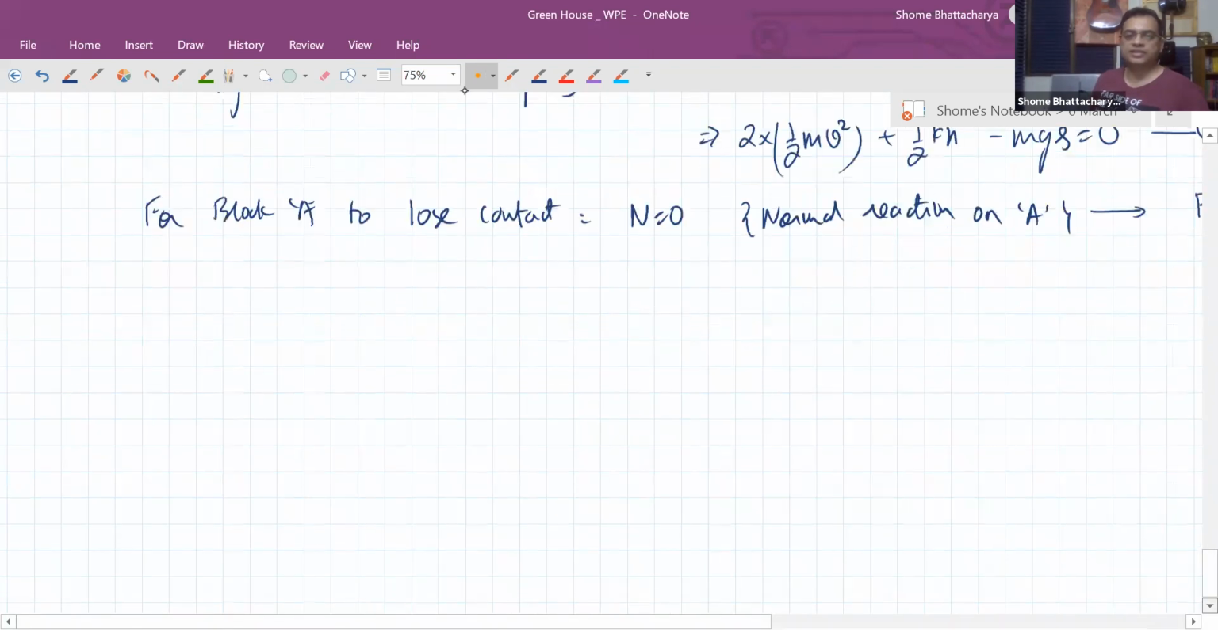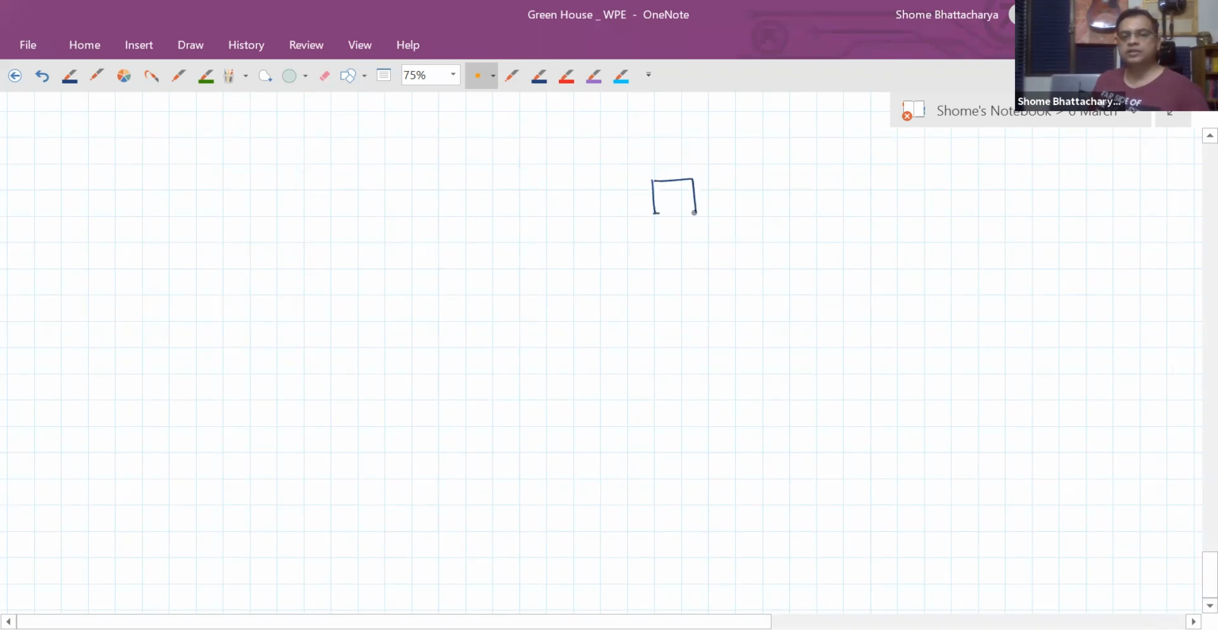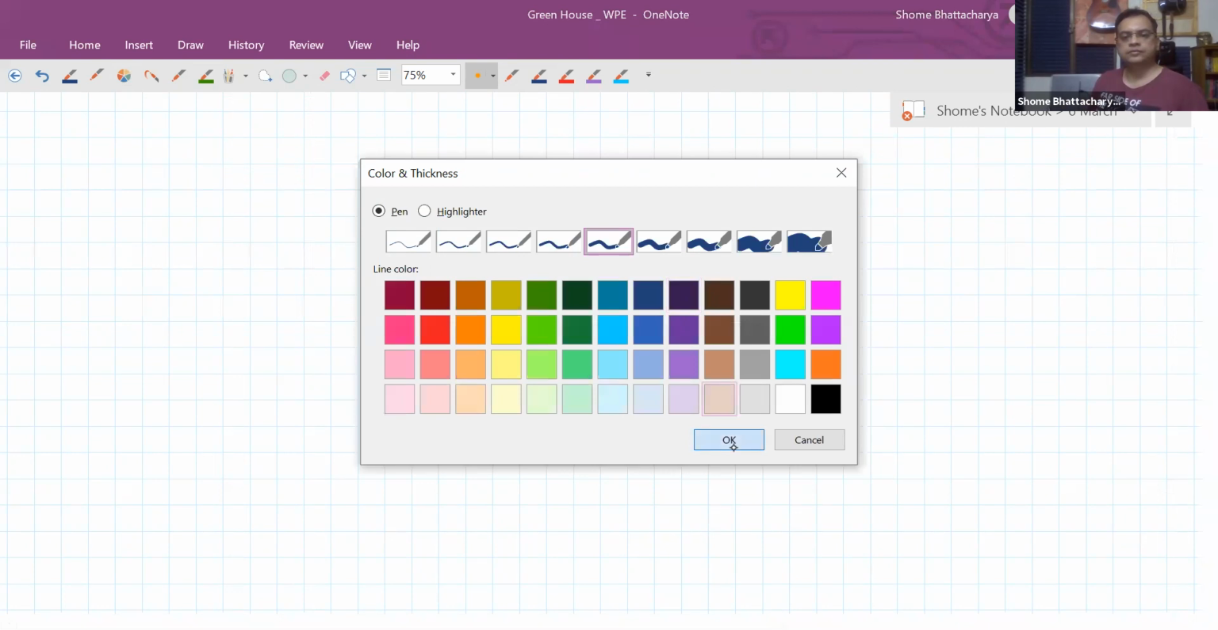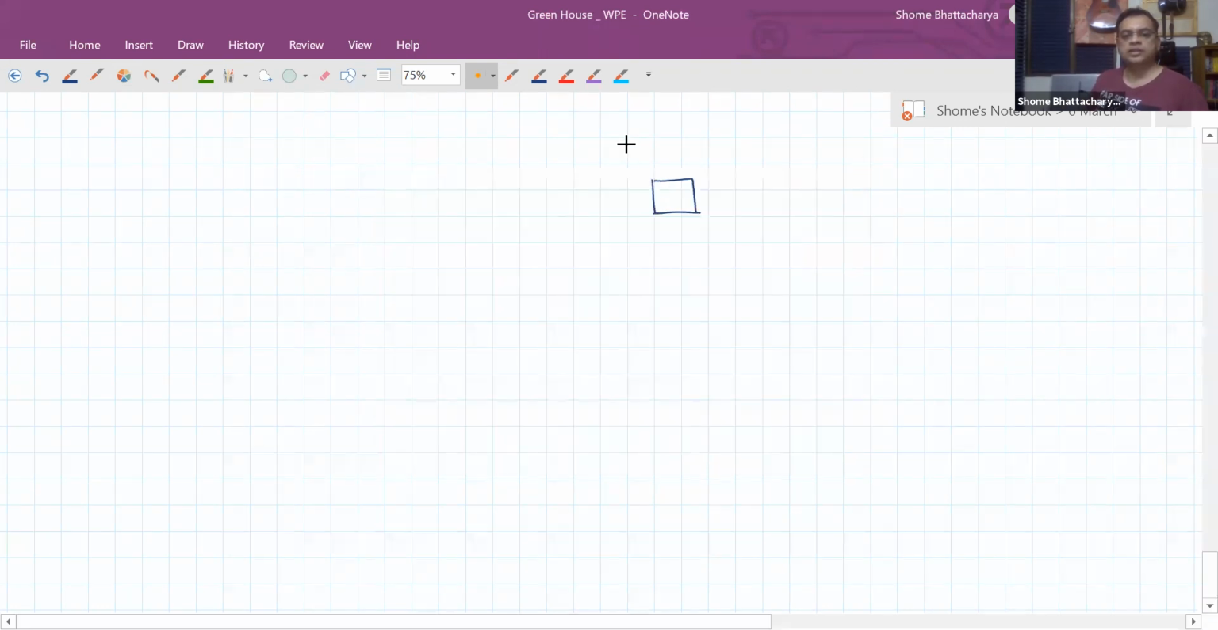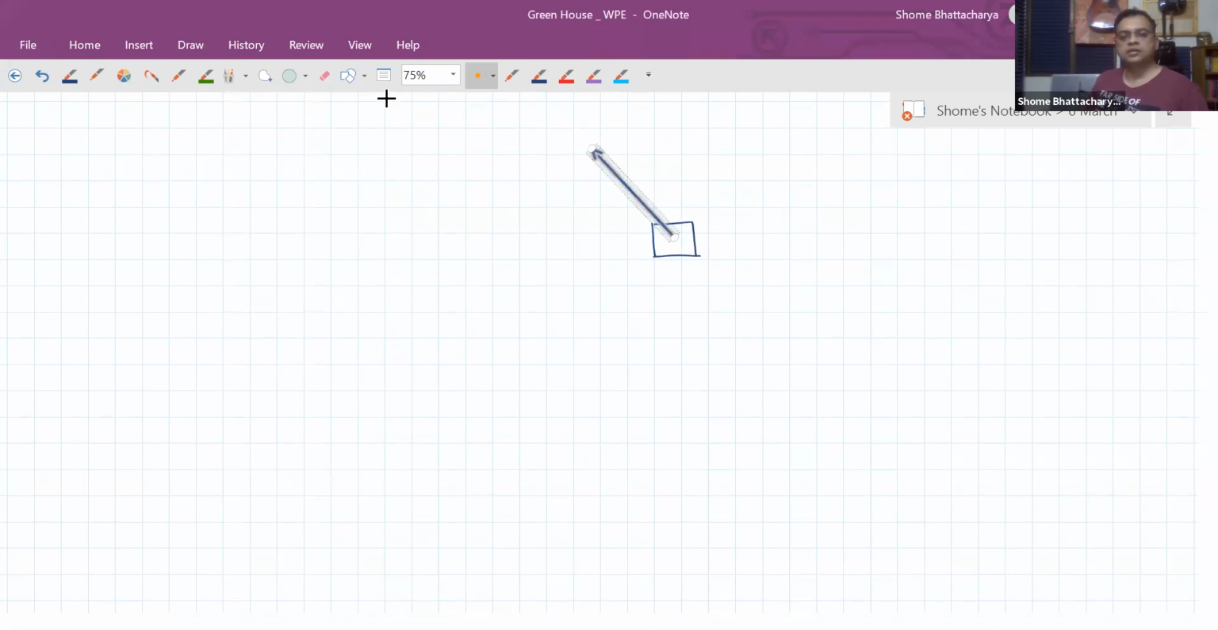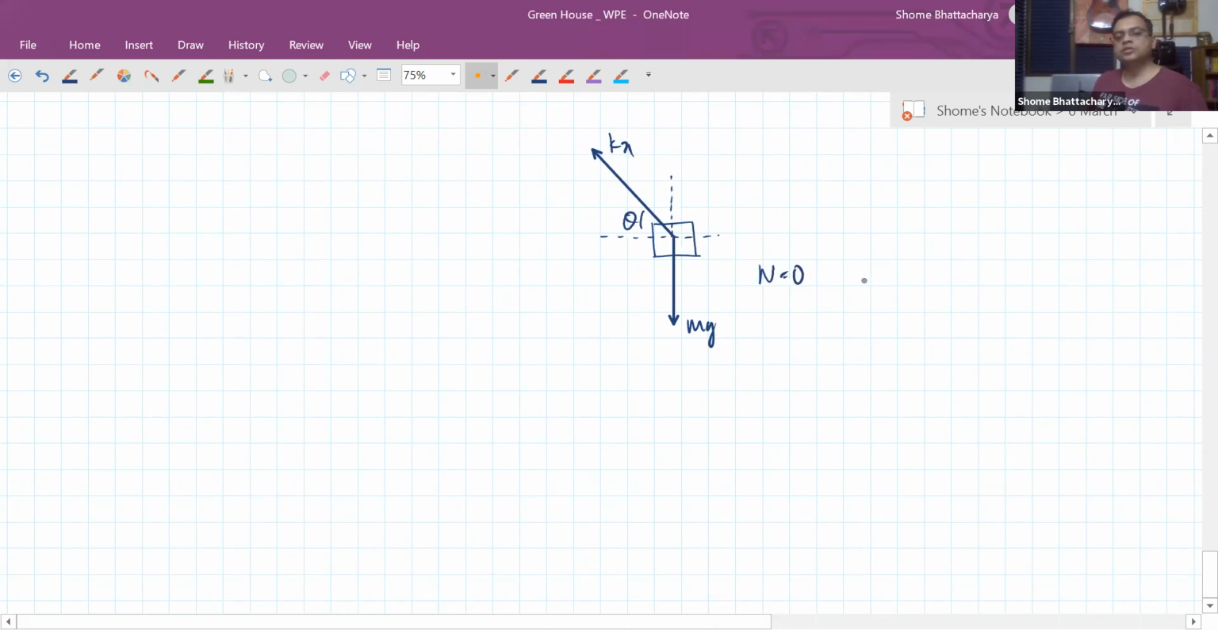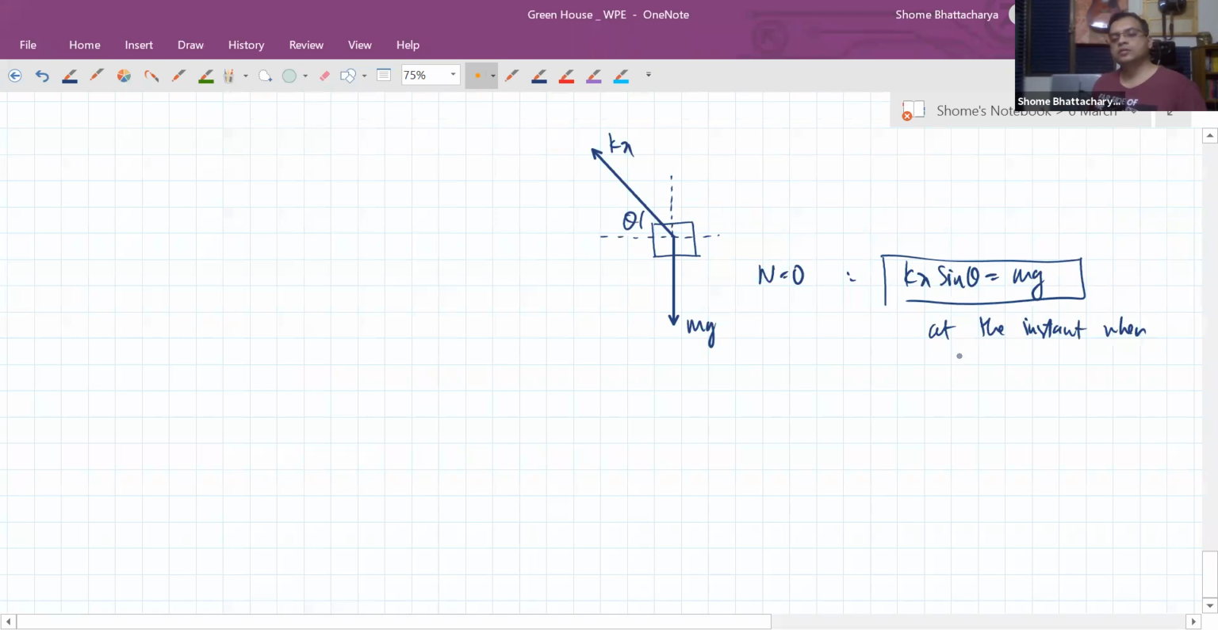So just when it just about loses contact, at that moment itself, the spring force, which is going to be kx, and the gravitational force, which is going to be mg, are going to have such a relation that the normal reaction becomes 0 because kx sine theta balances mg. This is the condition at the instant when contact is lost with the surface. Normal reaction just becomes 0 at that instant.